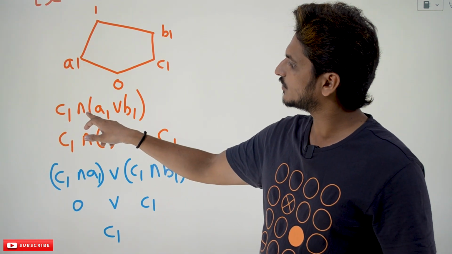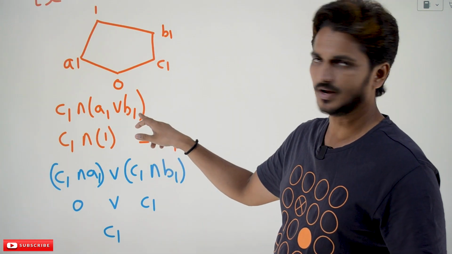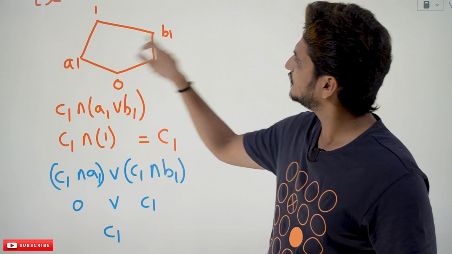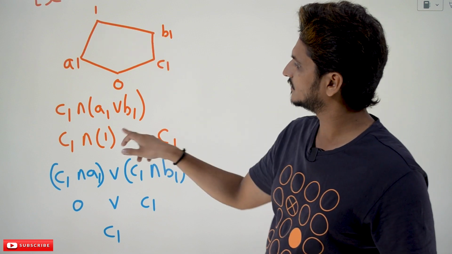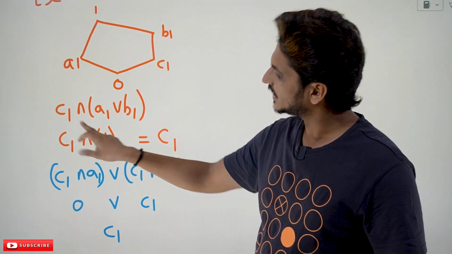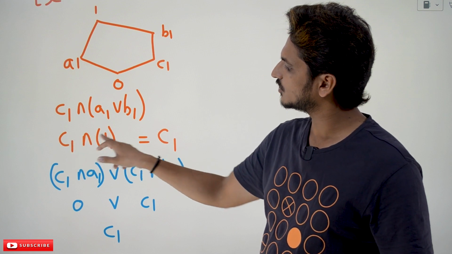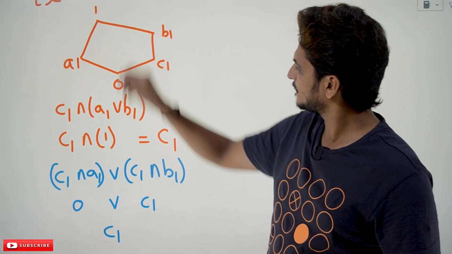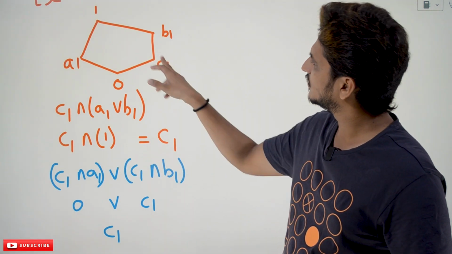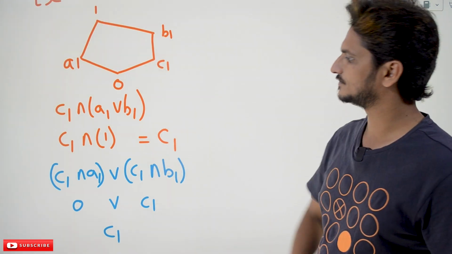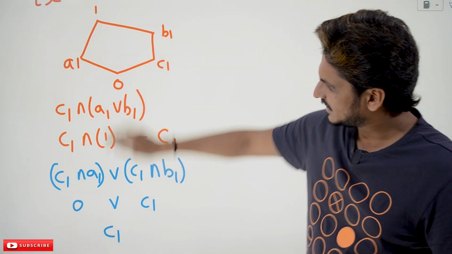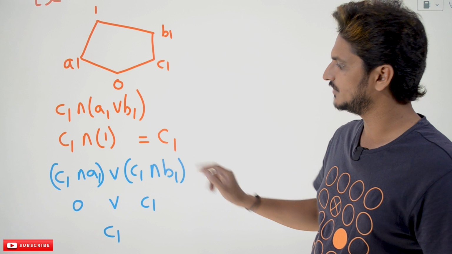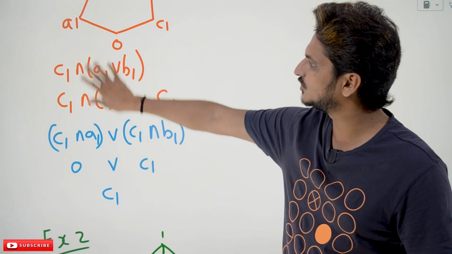C1 greatest lower bound A1 least upper bound B1. This can be written as A1 least upper bound B1, which means 1. This has to be greatest lower bound with C1. C1 greatest lower bound 1 means C1. This is the same as C1 greatest lower bound A1 least upper bound C1 greatest lower bound B1. If both are the same, what is the value you got here?